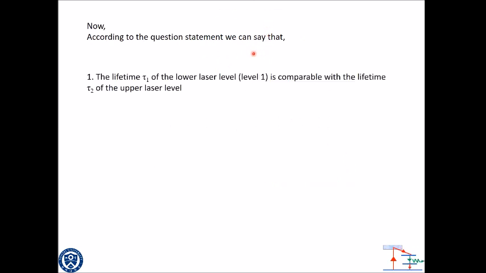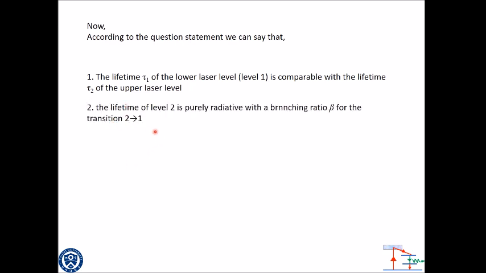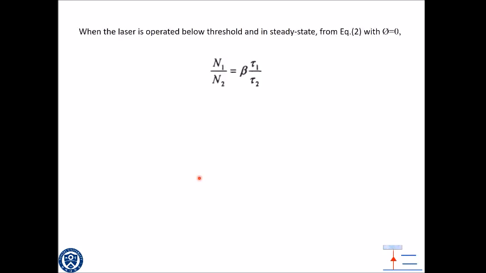Now, according to the question, we can say that the lifetime tau 1 of level 1 is low, comparable with tau 2. We can also say that the lifetime of level 2 is purely radiative, with branching ratio beta for the transition from 2 to 1.